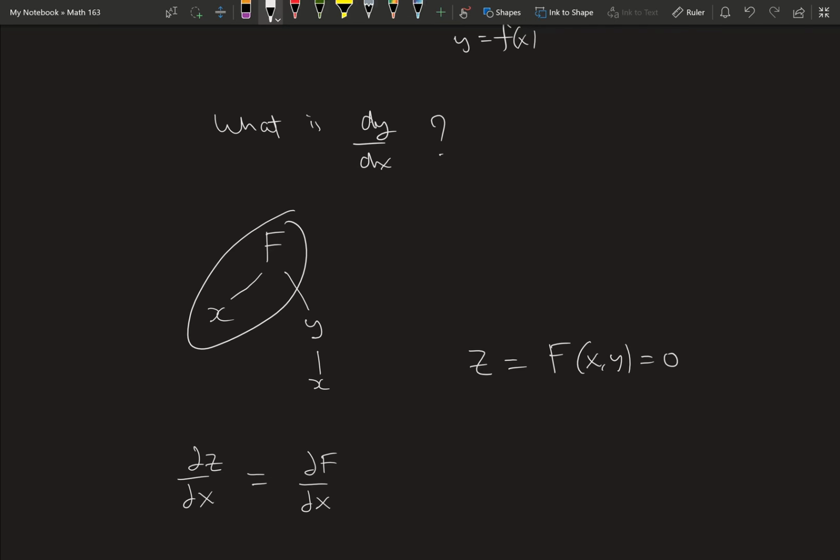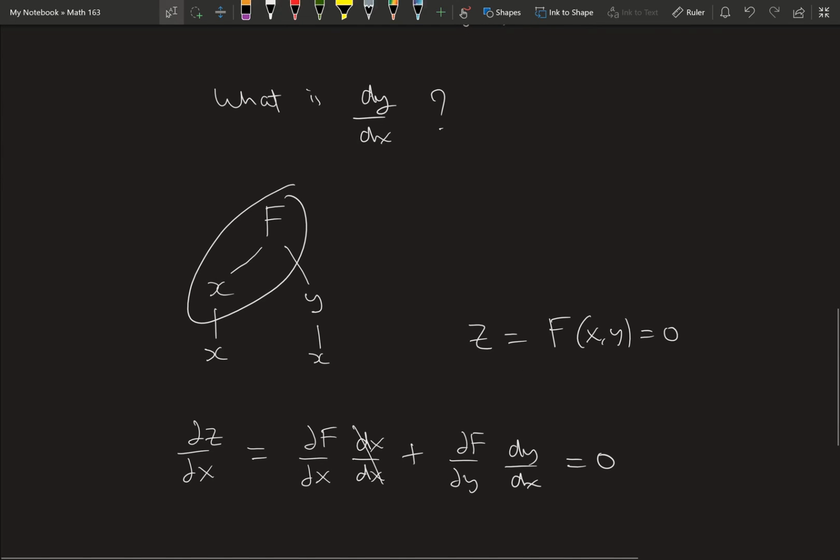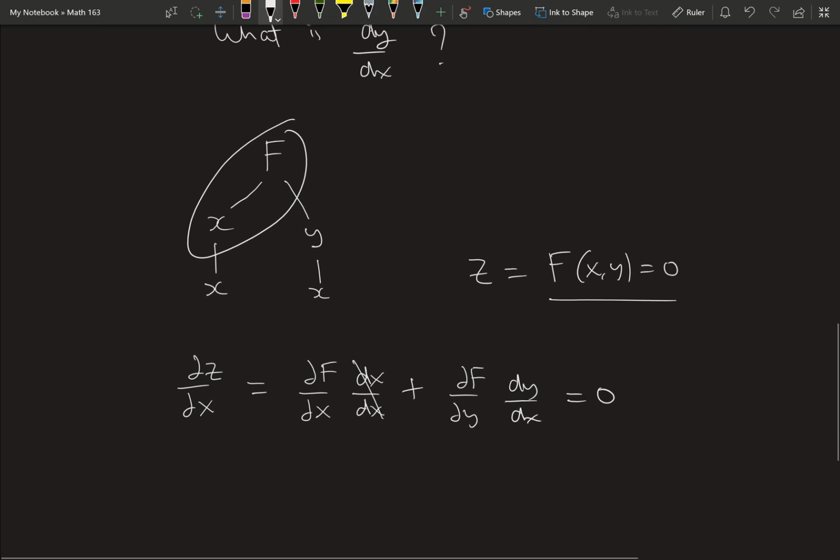And then x, well, x is an independent variable, so you could write dx here, I suppose, because x depends on itself if you wanted to be totally complete. But that's just 1. You can omit that. Plus del f del y, and then there's dy dx, and all of that equals 0 because the whole thing is an implicitly defined function. We've set it equal to 0.